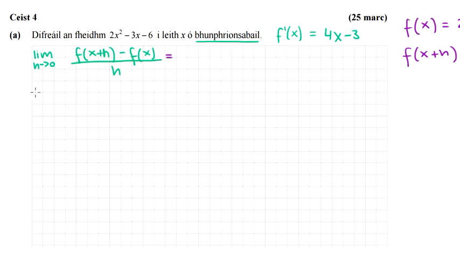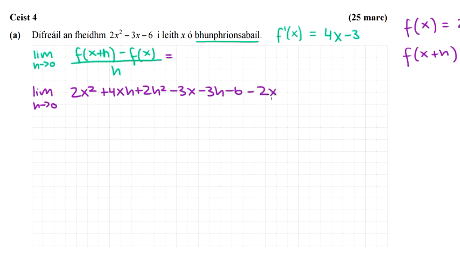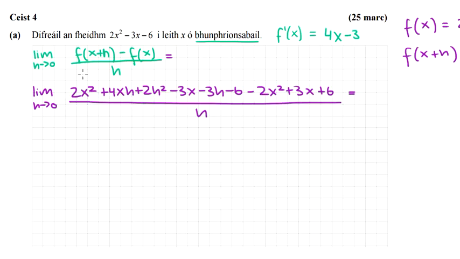So our limit as h goes to 0, filling in what we have for f of x plus h. And then we have minus f of x, so it's going to be minus 2x squared plus 3x plus 6, and everything over h. So before I go any further, I'm just going to simplify. 2x squared minus 2x squared, they're going to cancel. We have minus 3x and plus 3x, minus 6 and plus 6.